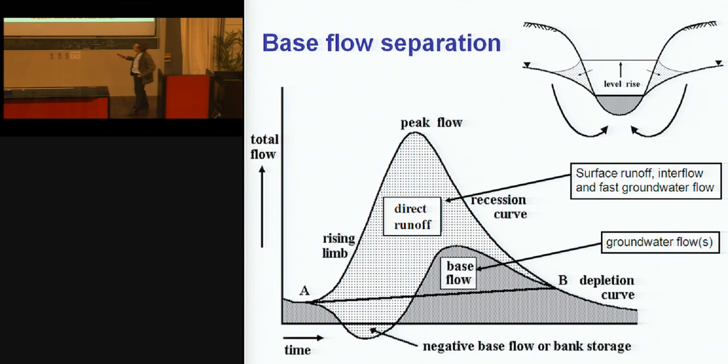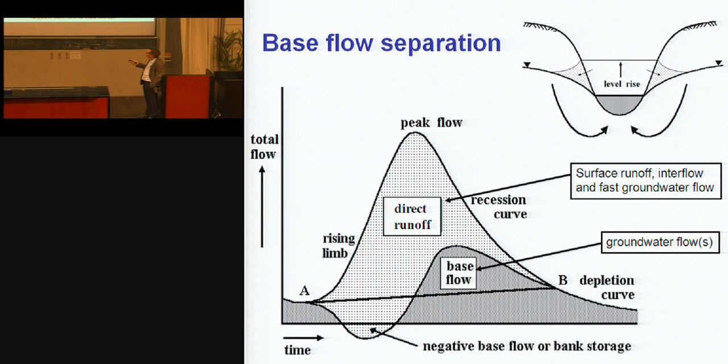Hydrograph analysis. Here, this is the flood hydrograph with a peak flow, rising limb, falling limb, or recession curve. People were separating it into two components, so-called direct runoff, also called surface runoff, and base flow. Base flow means groundwater discharge. Now we have a funny behavior. Here, during low flow, everything is base flow, everything is groundwater.